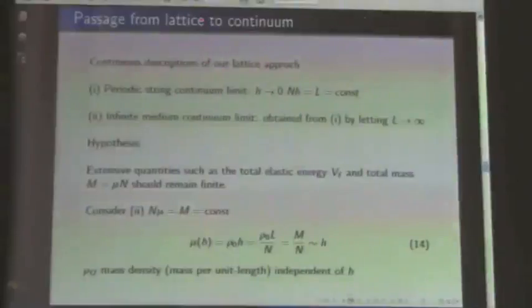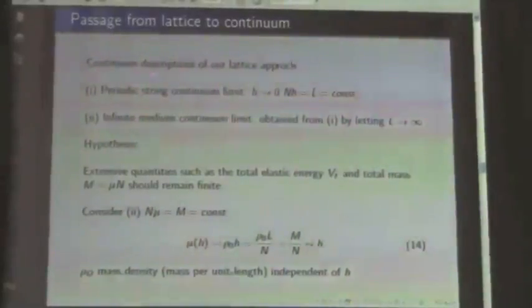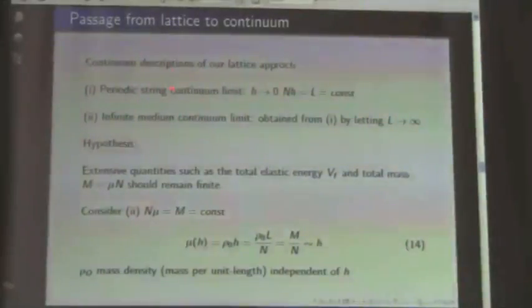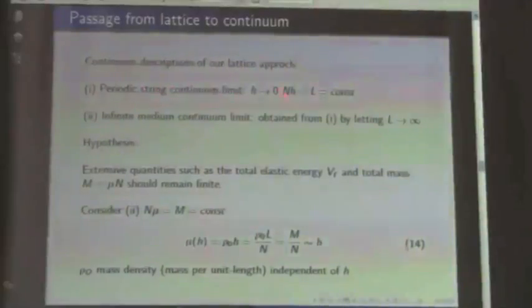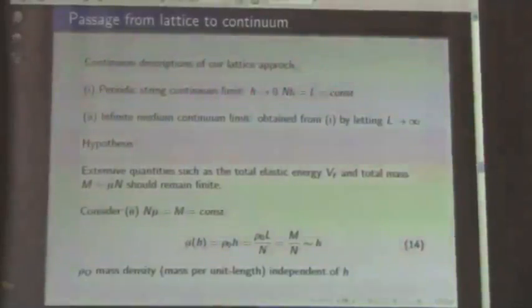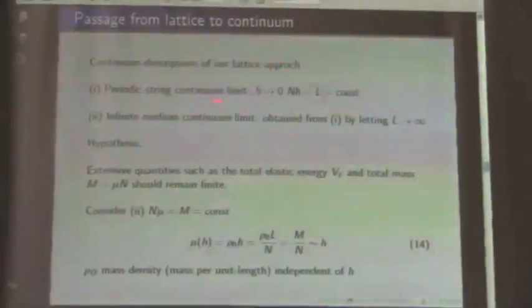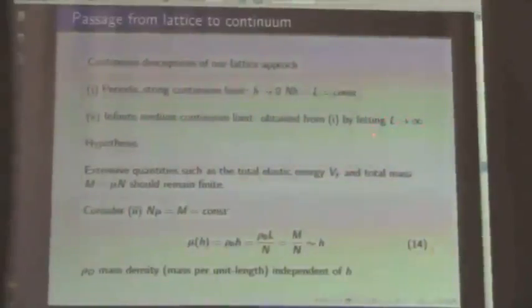So now, why is it practical? Because we see not only that we can directly get all the dispersion relation information, we can also get continuum limits of interest. For instance, when we have a periodic string, we keep the length of the chain finite, but the lattice spacing tends to 0. So we get more and more particles, a dense chain limit actually. And we can later let L go to infinity, then we have an infinite medium limit.